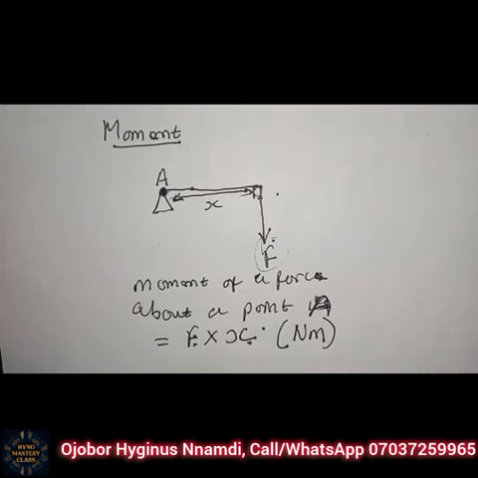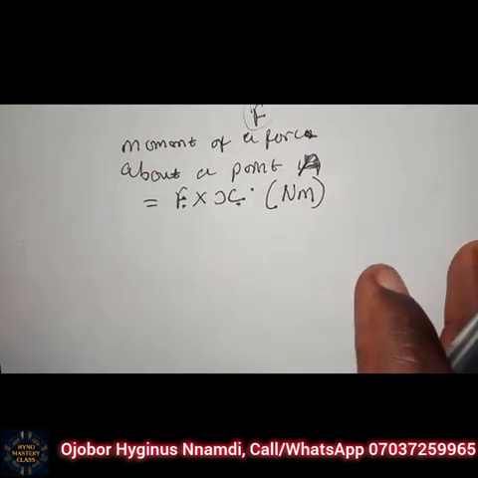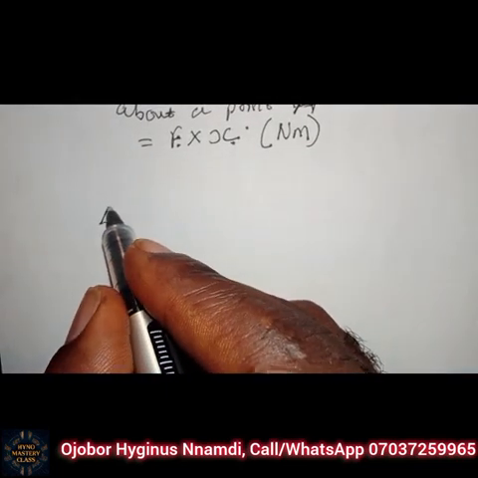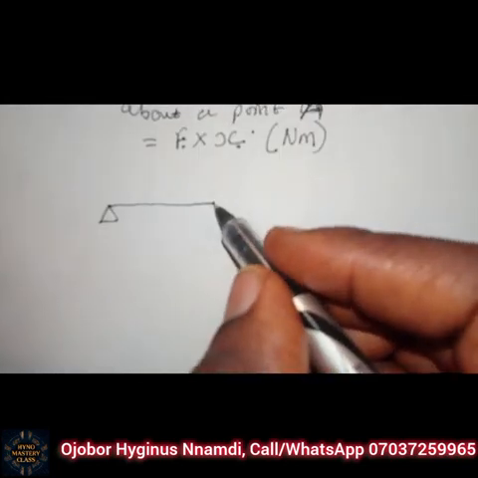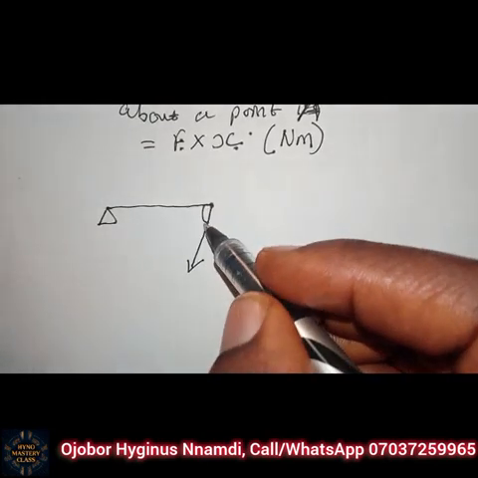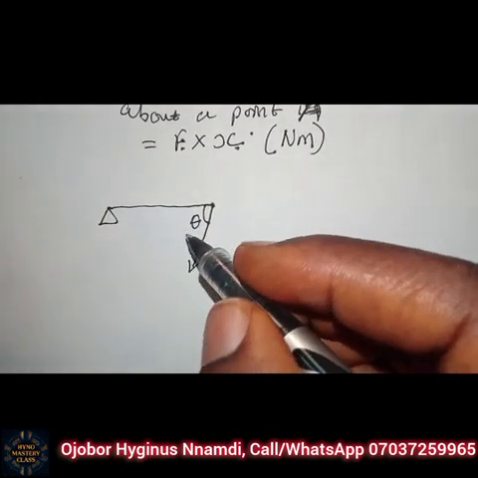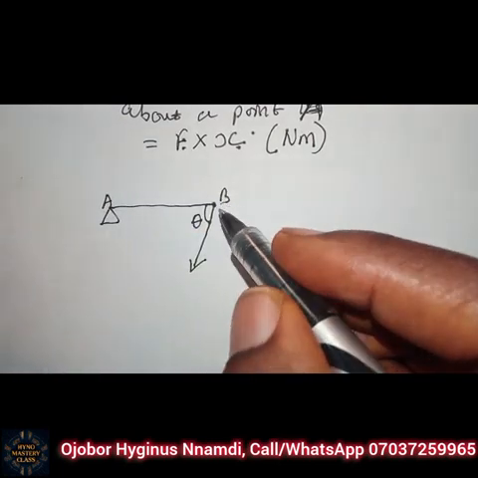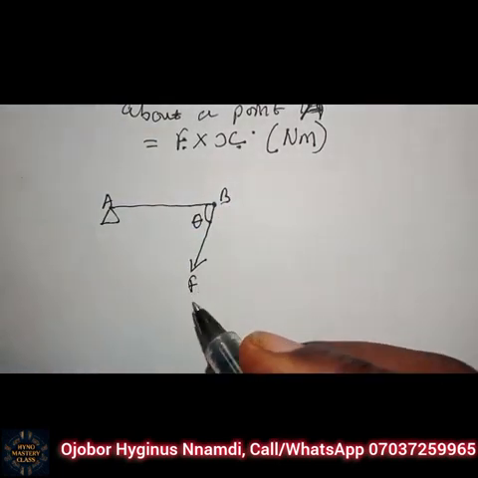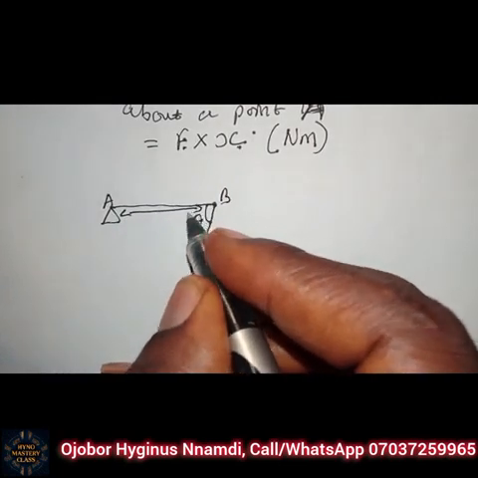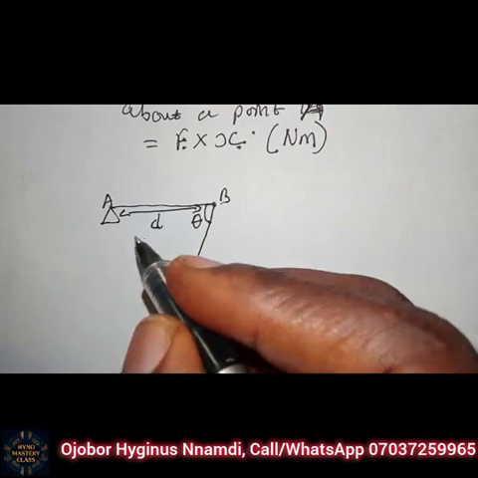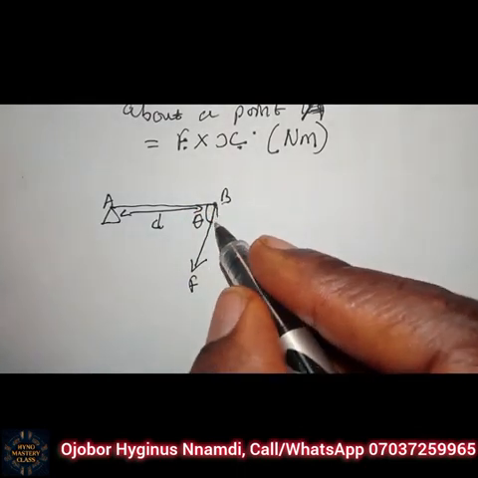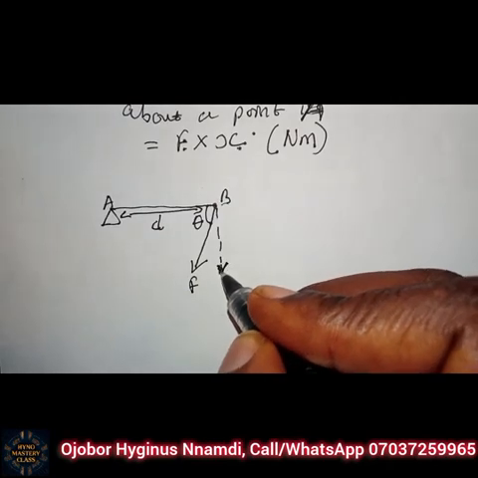We also look at moment of an inclined force. What if the force is not acting perpendicular to the distance? Say this is a pivot and a force is acting at an angle less than 90 degrees or greater than 90 degrees to the distance. If this is point A, this is point B, and this is the force F, the moment of the force about point A, let's say the distance here is D, is the product of the force and the perpendicular distance. But this angle is not perpendicular, so we have to resolve it to the perpendicular.